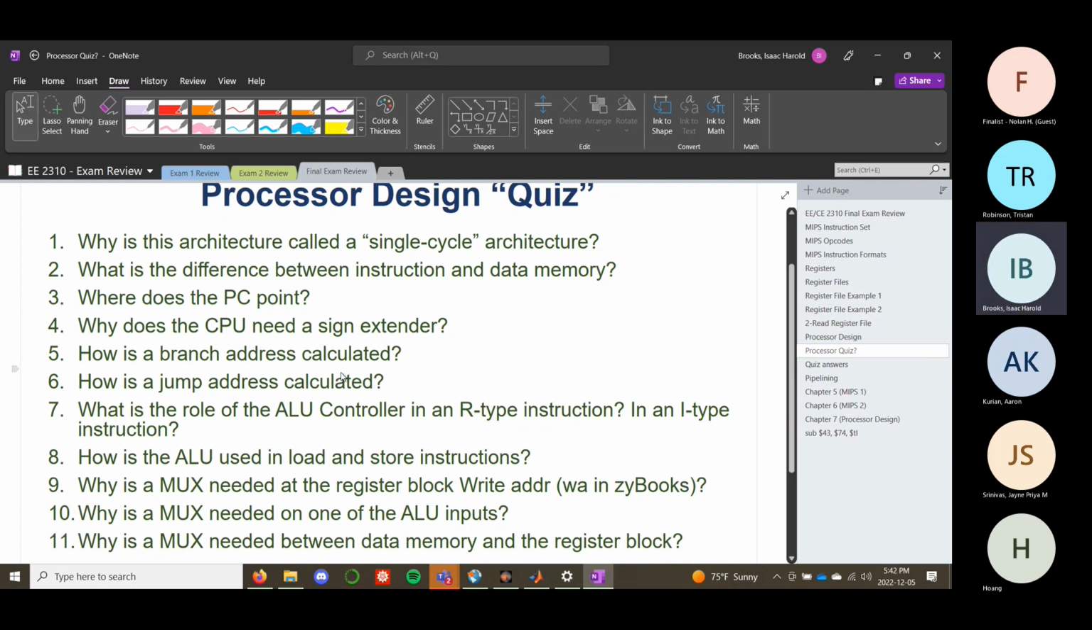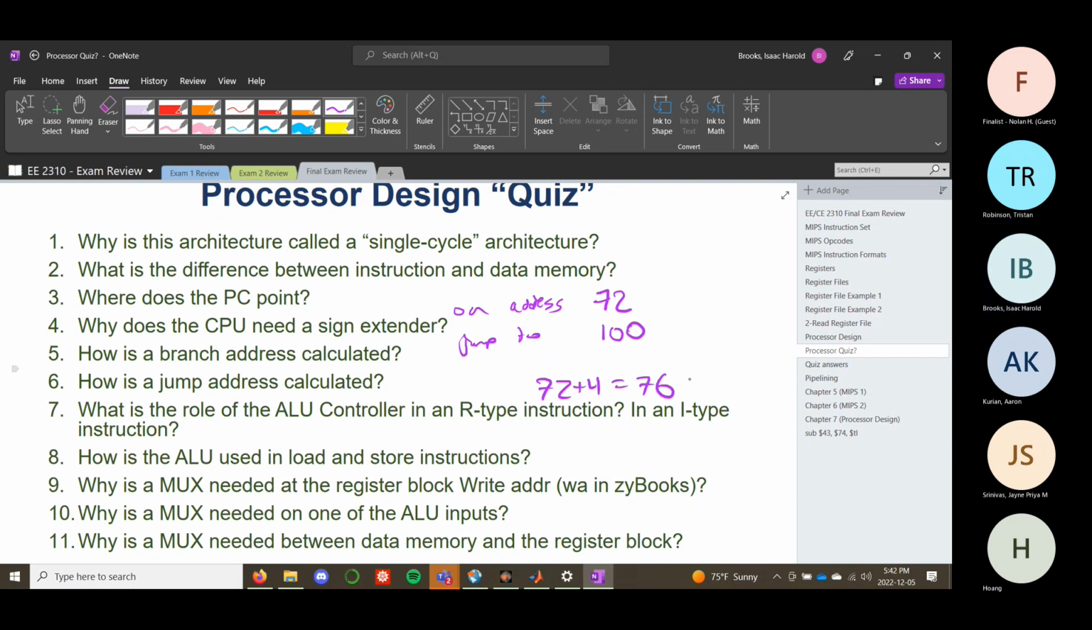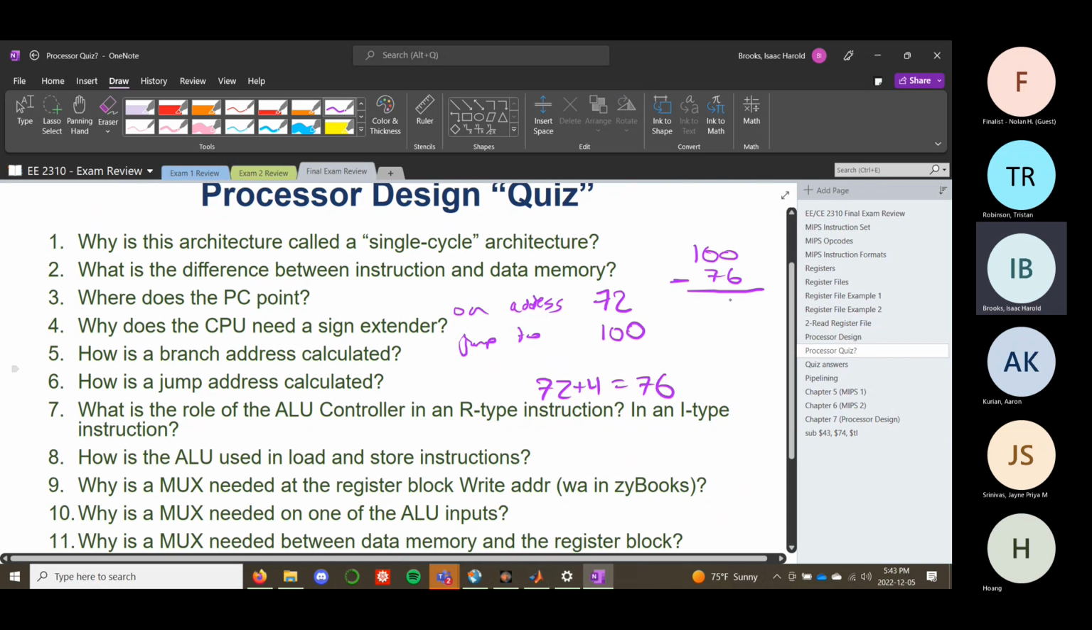How is a branch address calculated? For a branch address, remember, we're on address 72. We want to jump to address 100. Okay. So what we do first is we're on address 72, so the program counter is going to have 72 plus 4 equals 76 in it. The immediate for the branch instruction is going to be 100 minus 76, which is 24.